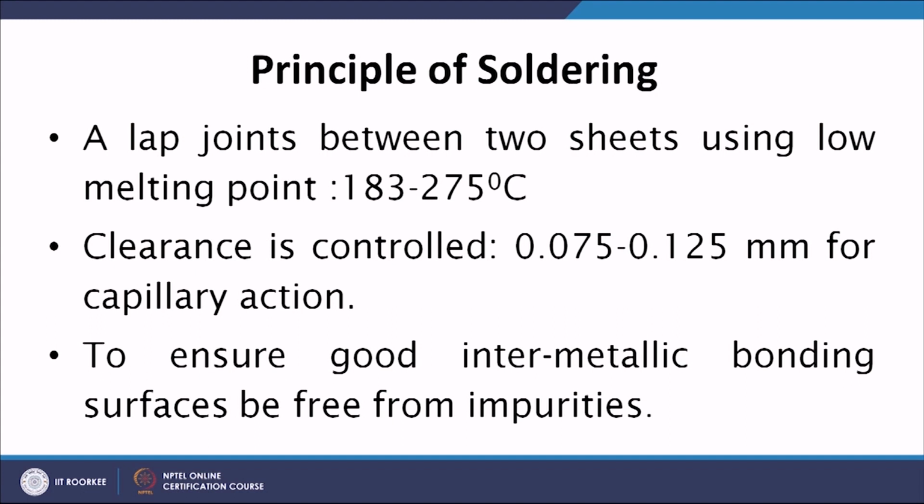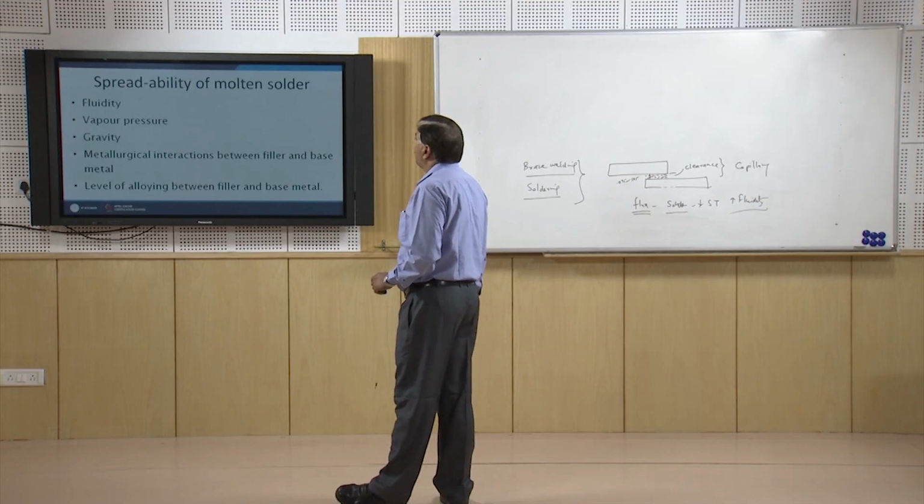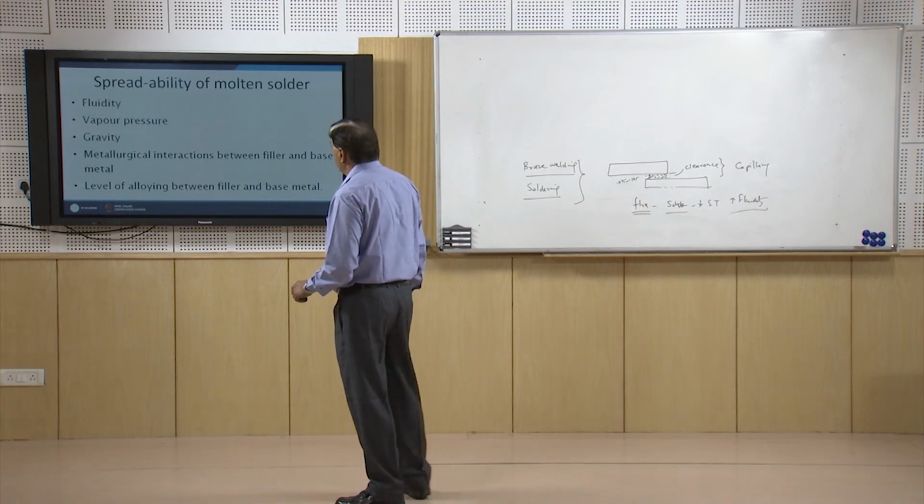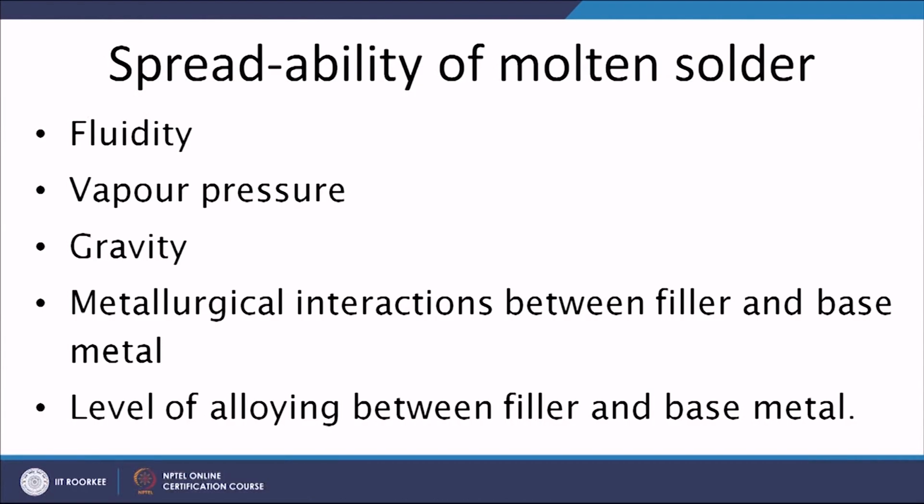The factors that affect the spreadability of the molten solder between the sheets, as I have explained, are the fluidity, vapor pressure, gravity or the orientation of the plates, and the kind of metallurgical interactions between the filler and the base metal, whether by intermetallic formation or by alloying with the base metal.